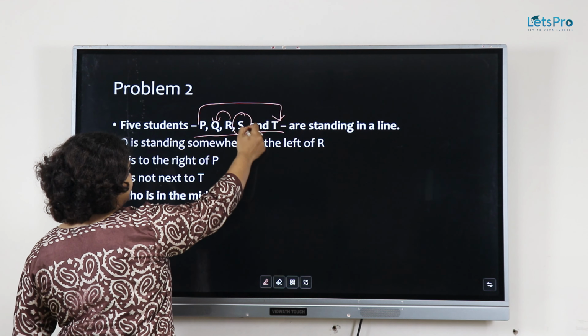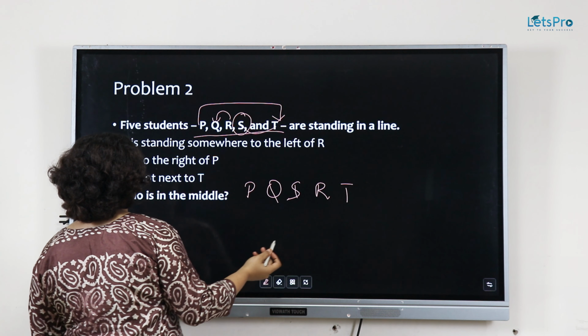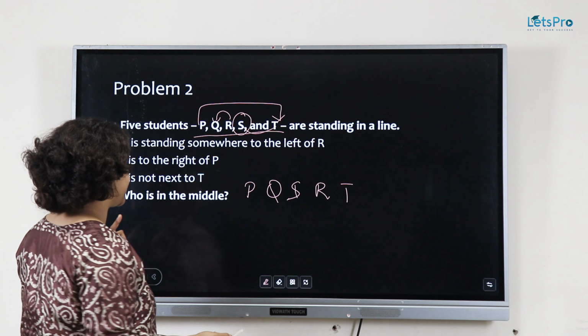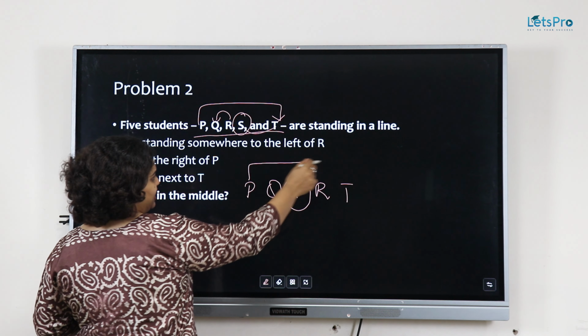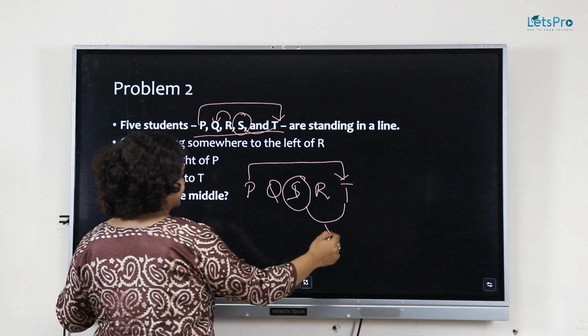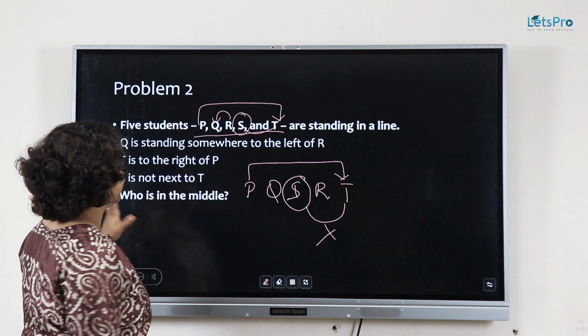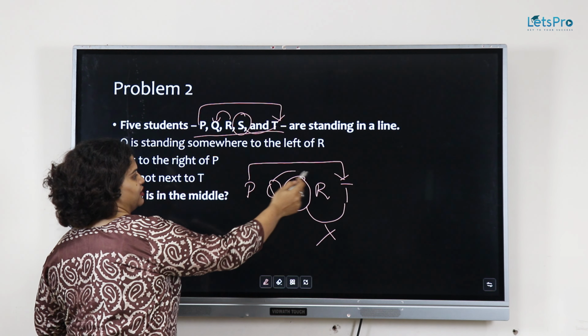So that means if I exchange this PQ, if I say this is S, this is R and T, don't you think my answer is solved? Who is in the middle? Don't you think it is simply S? So P is right, we have T, right? S is not next to T, and T is to the right of P, and Q is standing somewhere to the left of R here.